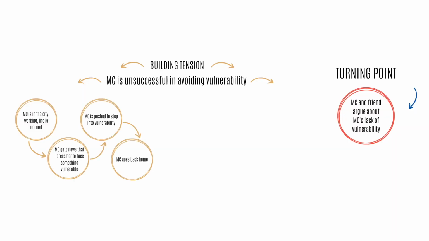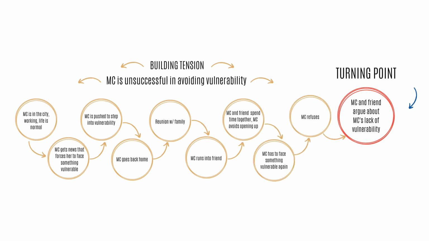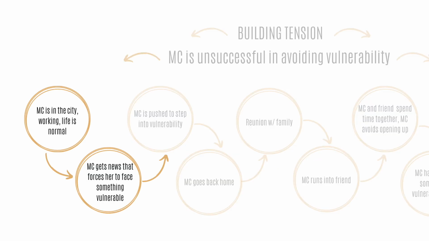Alright, so here's what the first draft of the first half of my outline looks like so far. Let's zoom in on the first few points so I can show you how I add detail. My first point is MC, that's my main character, is in the city working, life is normal. My second point is MC gets news that forces her to face something vulnerable. So we're just going to work within these 2 points for this video.